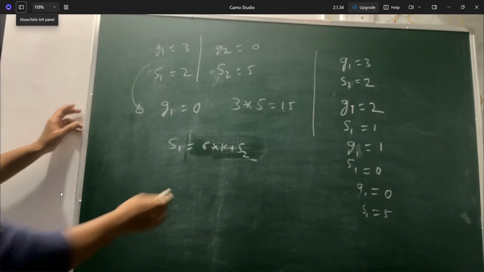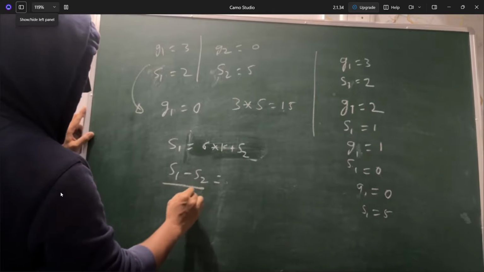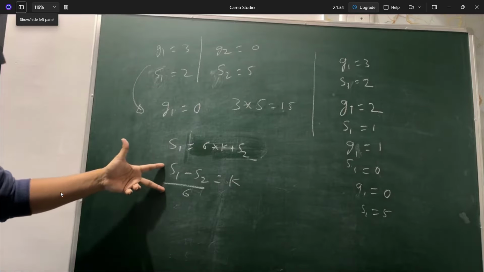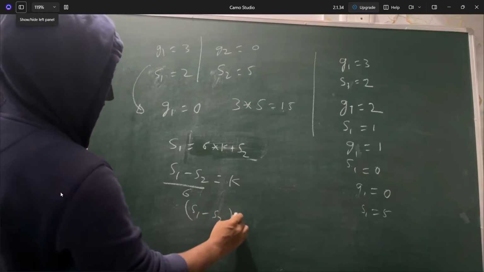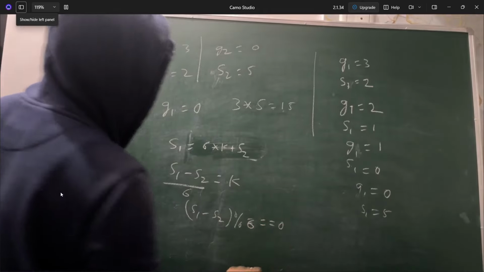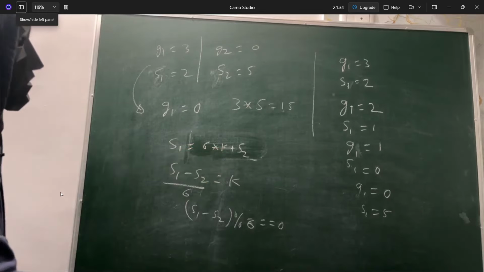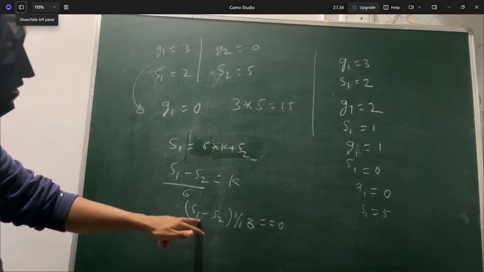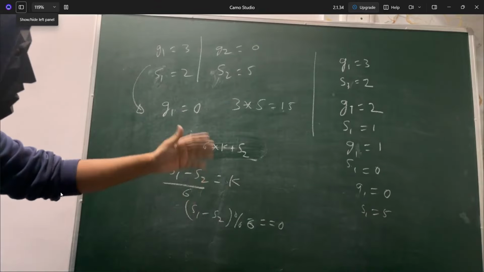So now you make this equation divided by 6 is equal to k. So basically what you will be trying to do is that s1 minus s2 modulo 6 should give you 0. If that is not giving, which means k is not a whole number, you need to get k as a whole number. So this equation I'll be using in the code. Don't worry, one more time I'll be explaining it.